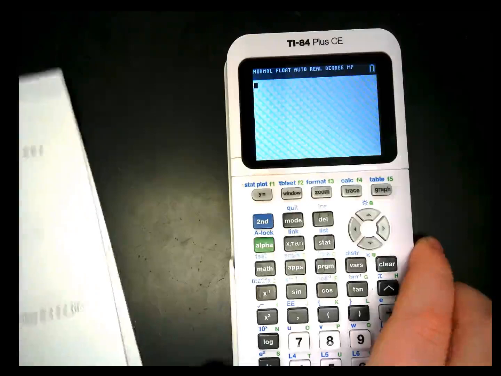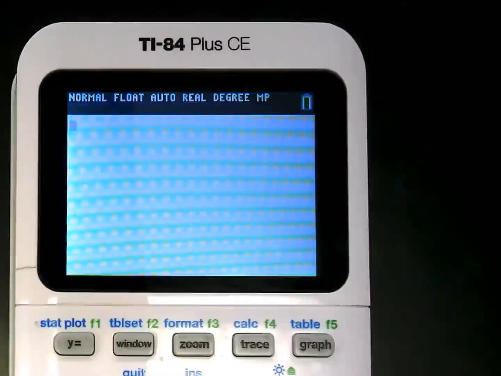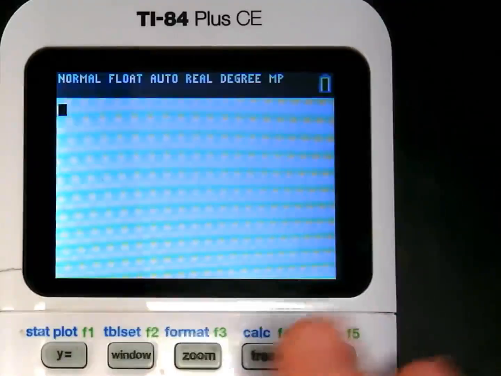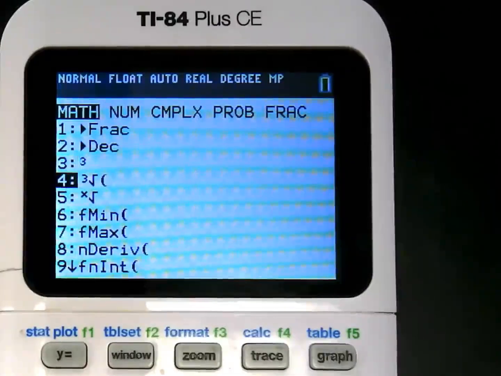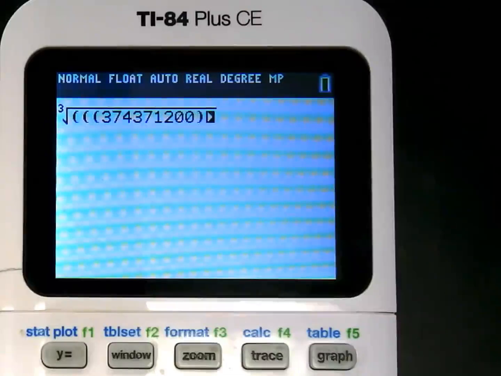So I'm going to pop this into my calculator. I'm going to zoom in on my calculator so you can see a little bit better. So this is what we need to do. I'm going to do this all in one go, by the way. Okay, so 3 parentheses, and I'll show you why. In this case, we have our orbital period in seconds for Jupiter, which is 374371200. Pop parentheses around that. Then we're going to divide by the 2 pi.